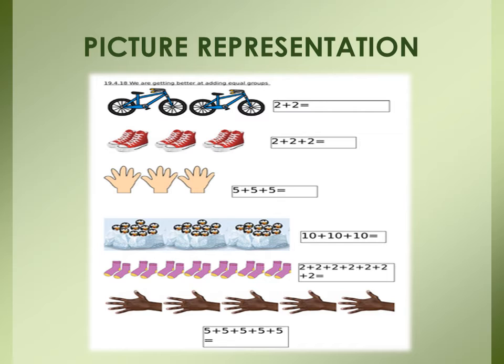Coming to the fifth question, we have many pairs of socks. So students, as we have two legs, the pair will come out in twos only. Two individual socks make a single pair.